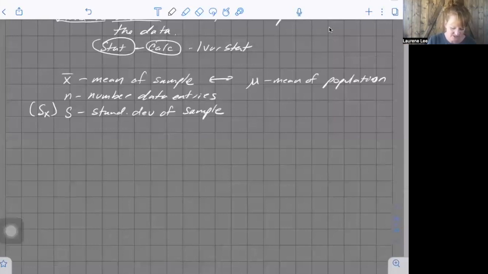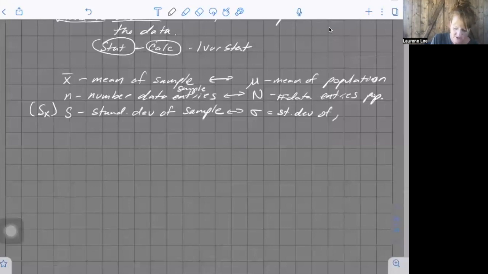The number of data entries in a sample is n, but if you are in a population, you use capital N. So this is in a population and this one's in a sample. And for standard deviation, we have the same thing too. S is the standard deviation of a sample, but we use this sigma for a population. It kind of goes like this: you start here, you go around, and it's got like a flat top. That's how you write that. That's also a Greek letter. This is the standard deviation of a population.